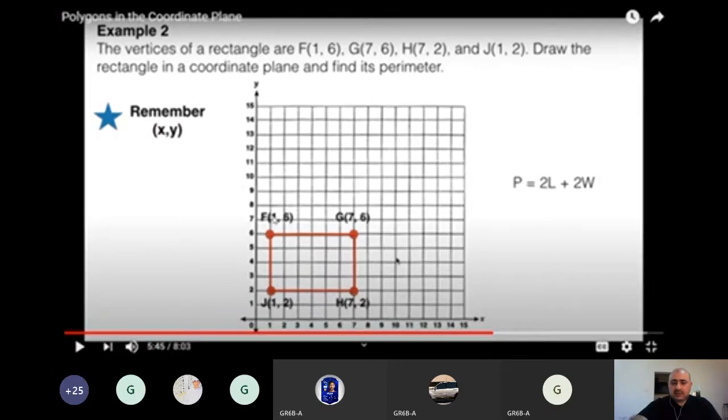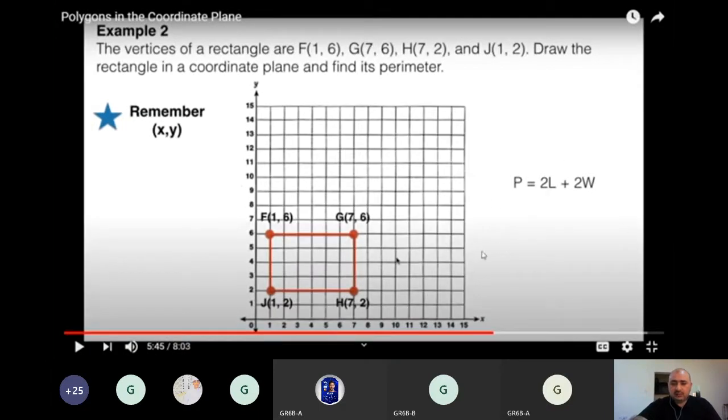And here we have 1, here we have 7. The different x-axis, but the same y-axis. So I can subtract 7 minus 1. 7 minus 1 will be 6. So I can write the length here equal 6.